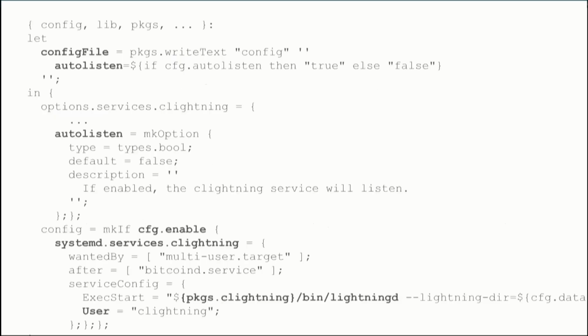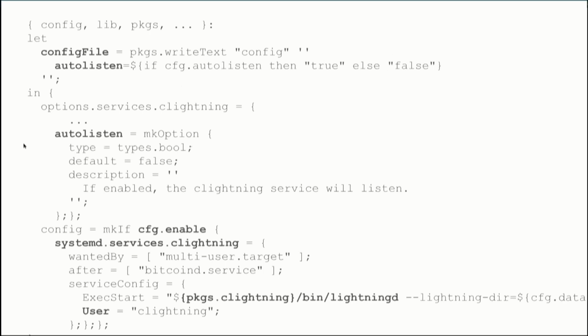So let's look into the C-Lightning module. This is a Nix expression, a function taking config, lib, pkgs. And here it writes the configuration file. So you see autolisten is the option that defines whether C-Lightning should listen or not. And that is set to a Nix expression, which says that if the option autolisten is true, then we put the string true there, or else we put the string false there.